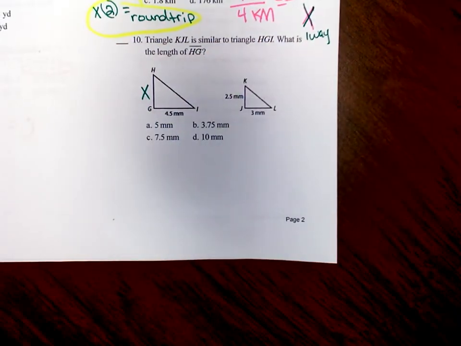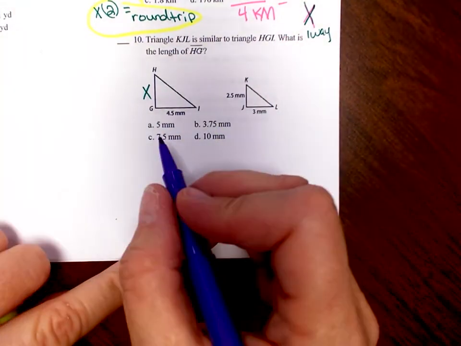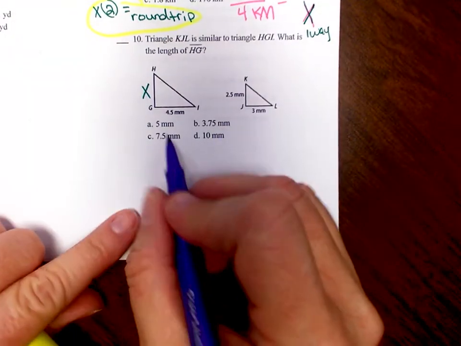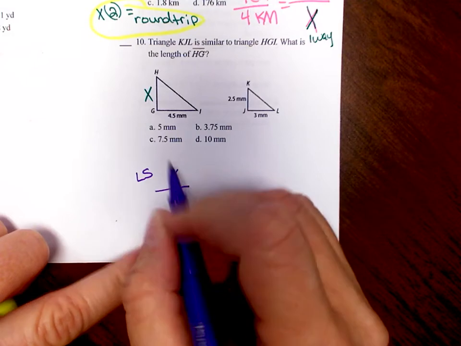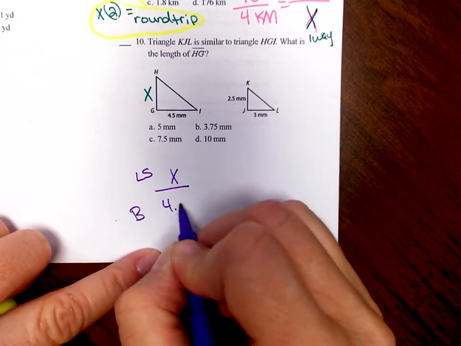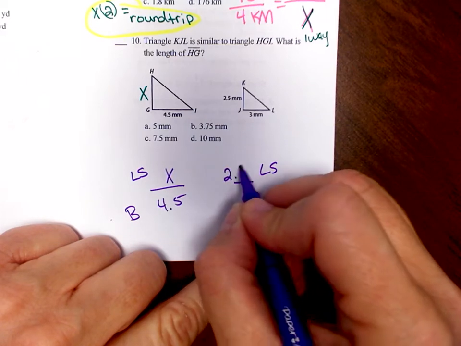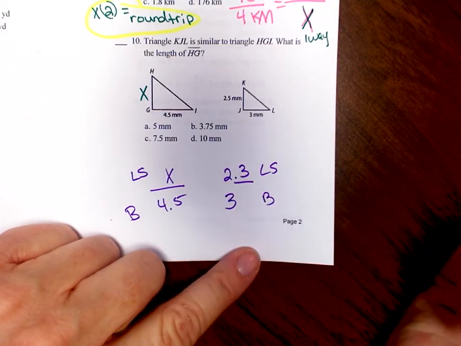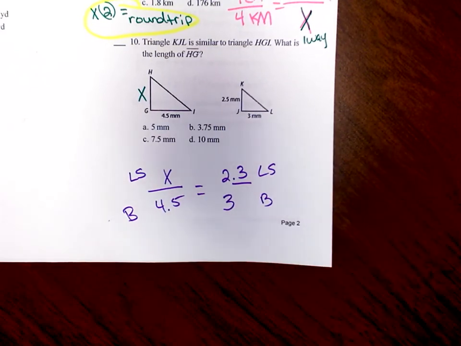Okay. So again, I want to work from triangle to triangle. And you can do it multiple ways. Okay. So I would say left side is X, bottom is 4.5. My left side is 2.3 and your bottom is 3. Okay, and you can do cross product. Okay, you can also set it up if you want to do side to side.